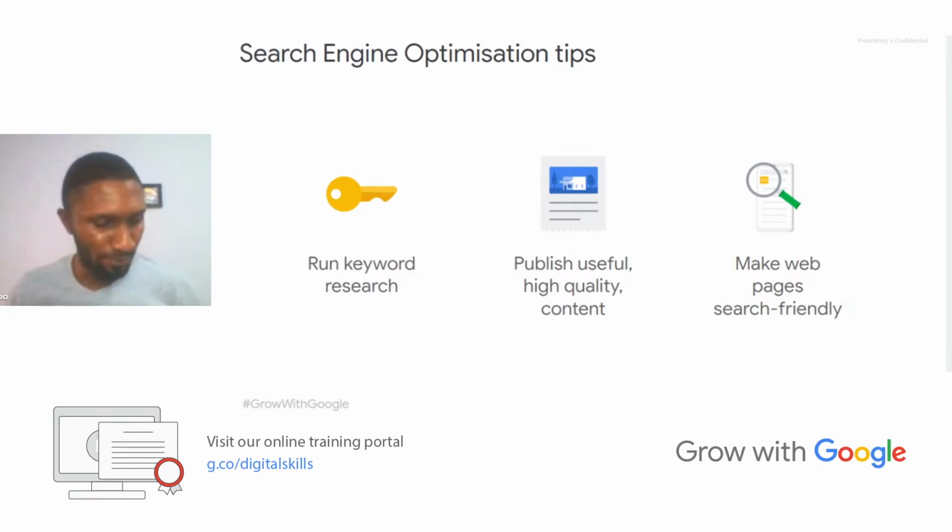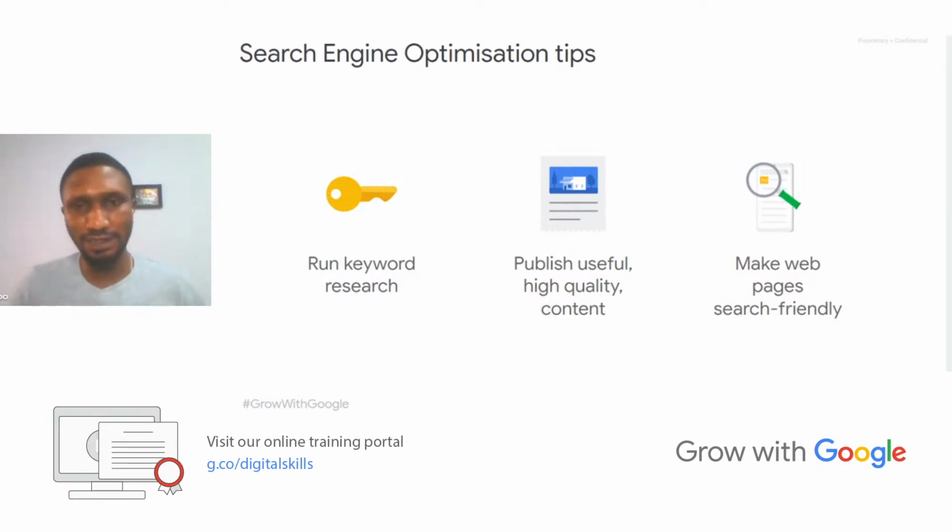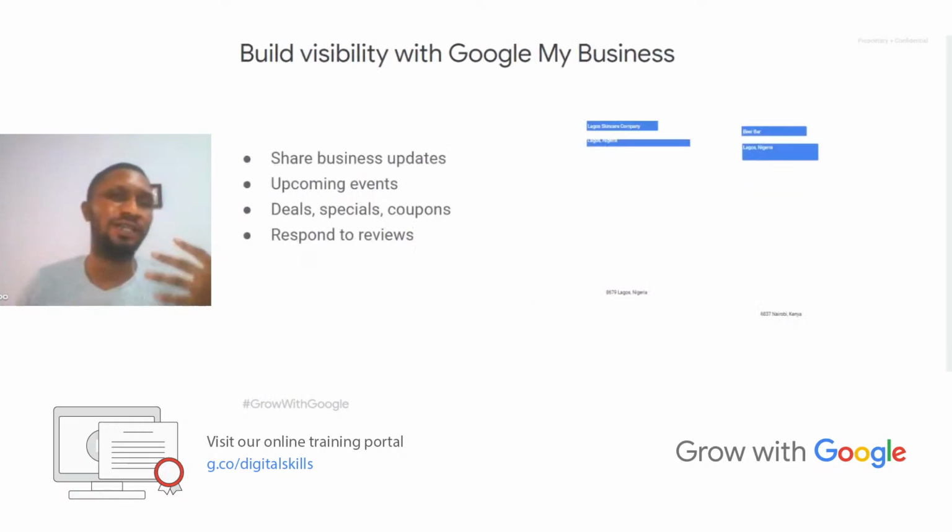Make your website pages search friendly. There are lots of Google Webmaster tools for this, like the Test My Site with Google tool. You want to see how your site is doing, how it's appearing on mobile, and your site's load speed, and all this goes on to influence how your site is going to show up. If you have a website that takes 30 seconds to load, it's going to affect your ranking. So publish useful, high-quality content, run keyword research, and make sure your web pages are search-friendly.